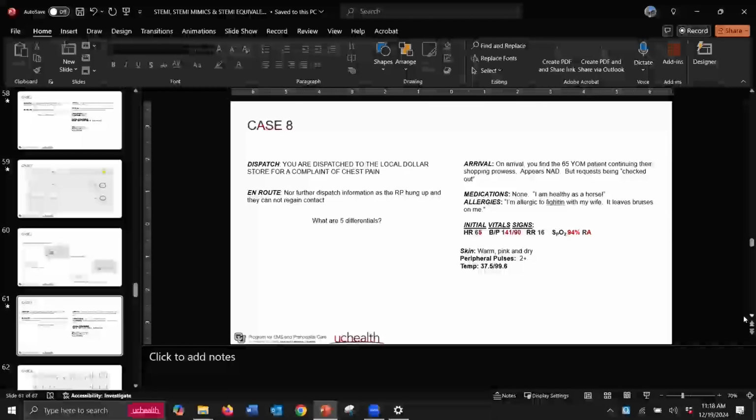On arrival, you find a 65-year-old male patient continuing their shopping prowess, appears in no apparent distress, but requests being quote unquote checked out. Medications, he says, no, I'm healthy as a horse. Allergies, I'm allergic to fighting with my wife. It leaves bruises on me. Vital signs, initial heart rate of 65, blood pressure of 141/90, respiratory rate of 16, and a room air saturation of 94. Skin's warm, pink, and dry. Peripheral pulses are good, and temperature's okay. He's a little warm.